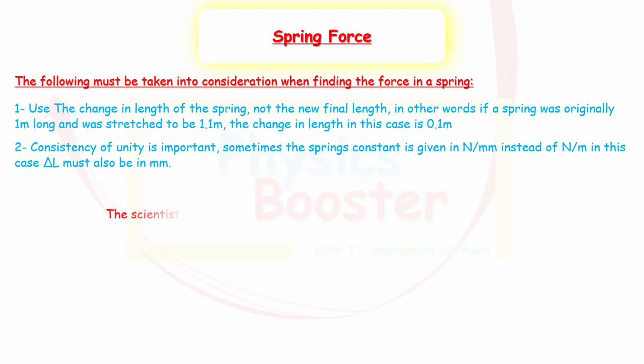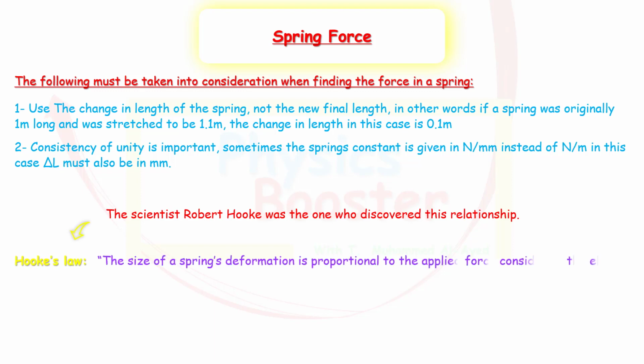Now, the scientist Robert Hooke was the one who discovered this relationship, and he said that the size of the spring's deformation is proportional to the applied force considering the elastic limit is not exceeded. In other words, when I say the word proportional, this means if I stretch it more, I will apply more force. So the more I stretch, I am applying more force. But it's very important to keep in mind that the elastic limit is not exceeded.